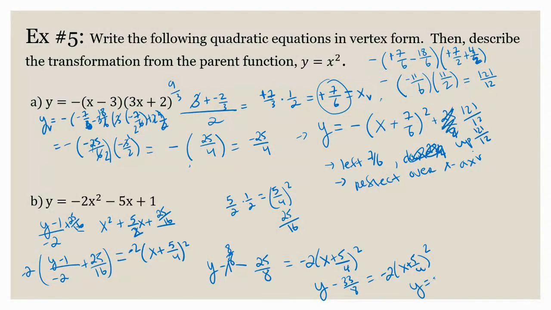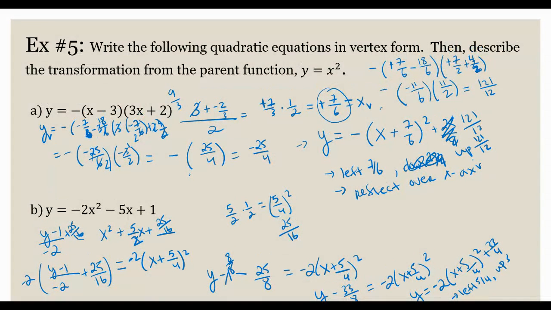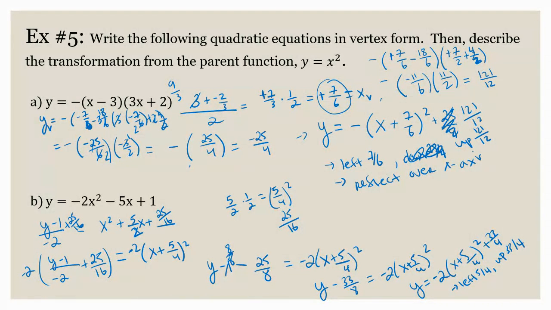And then I can go ahead and finalize this. Sorry, I'm writing on a weird angle. With plus 33/4. Right? And so what this does is, there's a lot that's going on here. So this is going to go left 5/4 and up 33/8. And then it's going to reflect over the x-axis. That's what that negative does. And then it's a vertical stretch by a factor of 2. So it's going to become narrower, but it's officially called a vertical stretch by a factor of 2.